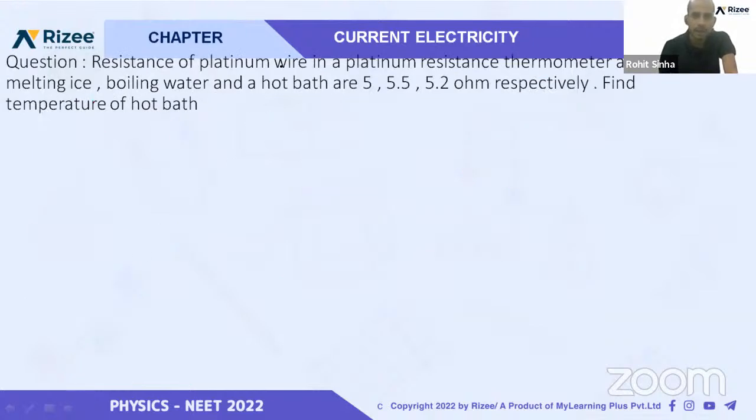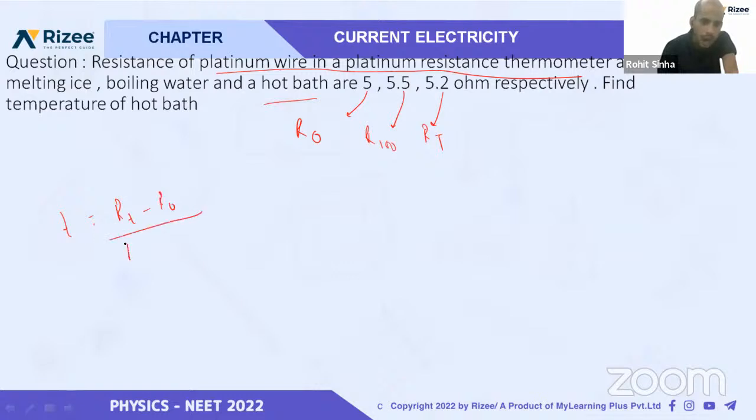Let's move further and see this example. It is telling a platinum wire resistance thermometer at melting ice, that means resistance at 0 degree centigrade, and this is at boiling water, that means resistance at 100 degree centigrade, and this is at a hot bath. Not knowing the temperature, let it be RT. And there is one formula for temperature of platinum: (RT minus R naught) by (R boiling minus R naught) into 100 degree centigrade. Use this formula and you will get the answer.